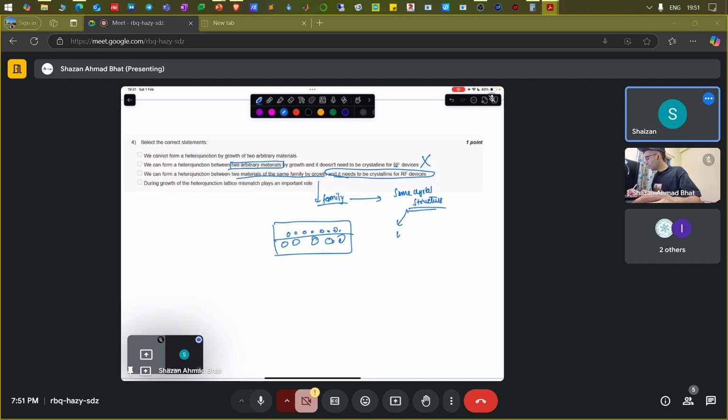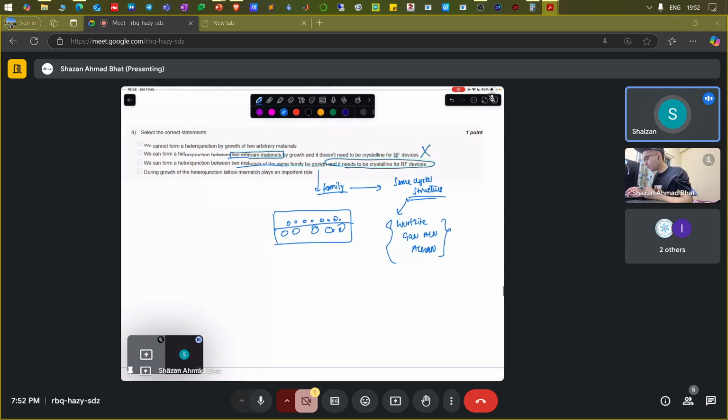Just like there is a family called wurtzite. Basically, GaN, aluminum nitride, and AlGaN belong to this particular family. If you search online, you can see the structure of wurtzite. It's a stretched type of hexagonal structure.